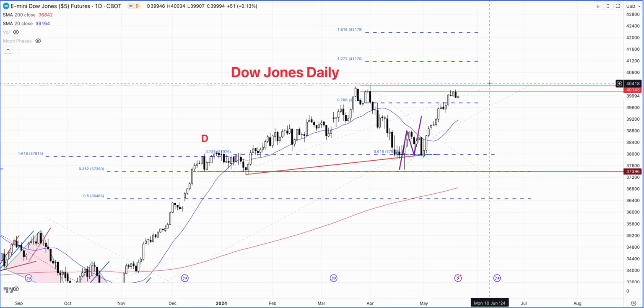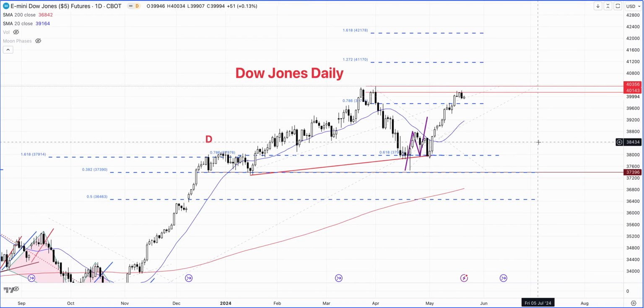So as you can see, the NASDAQ 100 is fairly close to its 1.272 expansion. The S&P 500 cash is also nearby. The E-mini futures, yes, that seems to be going in that direction. The Dow Jones, we do not see that yet. Now, Dow Jones is also an interesting index because it's a price weighted index.